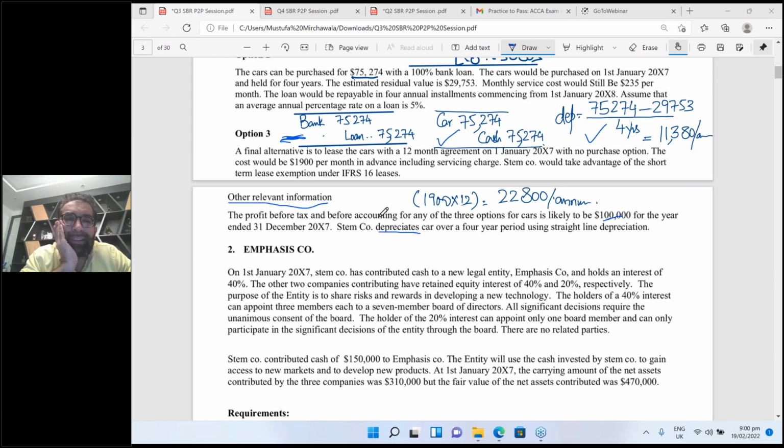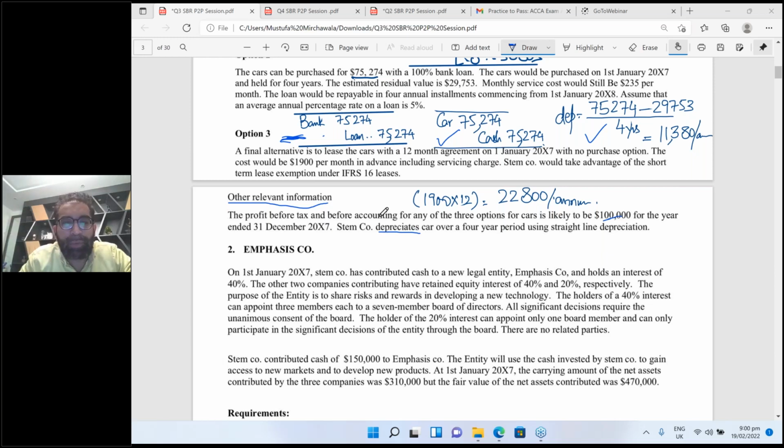So now no need to book any ROU or lease obligation. Listen, when there is no ROU, that means no depreciation expense. When there is no lease obligation, that means no interest expense. So in this option 3, there will be no depreciation expense and no interest expense. The complete rental is one-shot operating expense, okay?